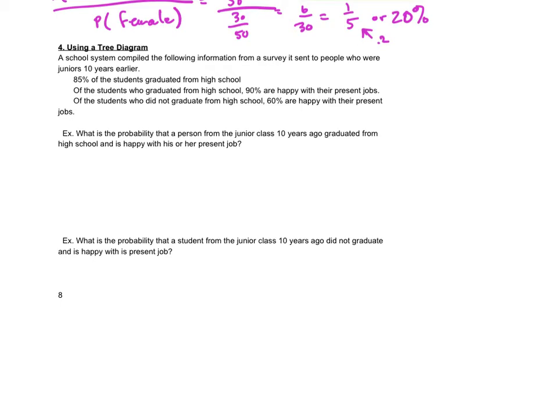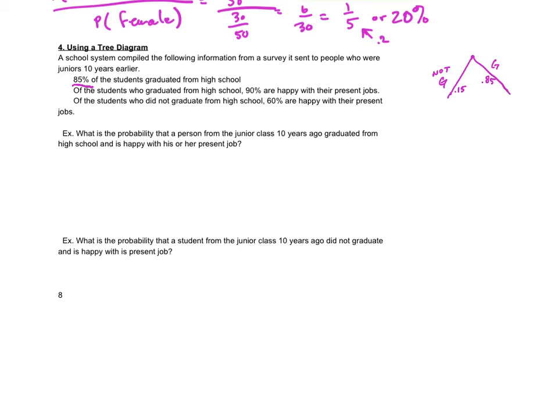Okay, so we are going to start somewhere. Start right here with those individuals. So we know that we had two subsets. We had graduates, and then we had not graduates. And then we knew that 85% of the students graduated. So we know that this is 0.85, and if that's 0.85, then we know that not graduated is going to be 0.15.